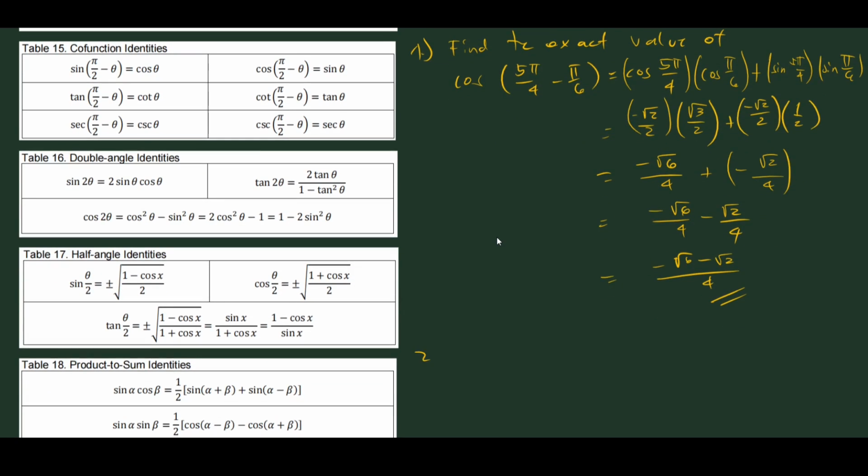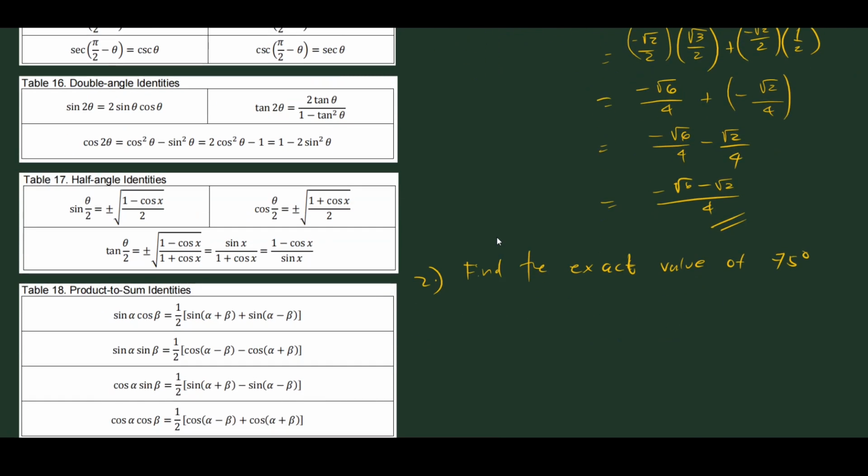Let us proceed to the second example. Our second example is: find the exact value of 75 degrees. I'm sorry, this is supposed to be cosine 75 degrees. So cosine 75 degrees.